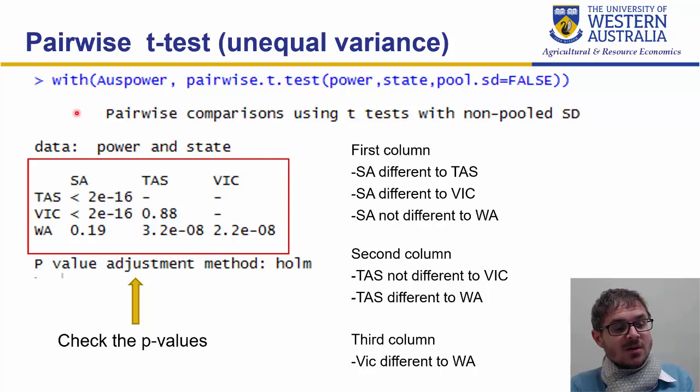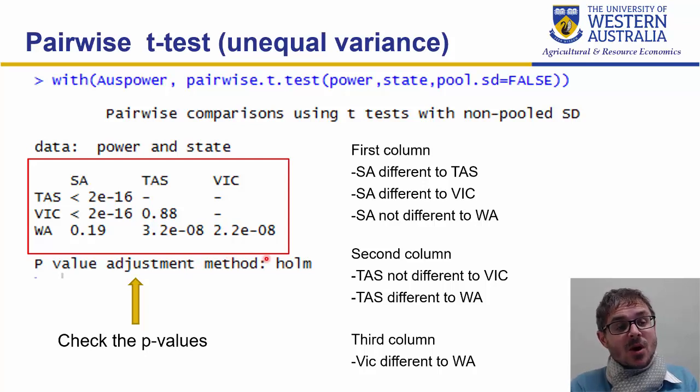Now let's look at our results. Our results come out in this table, and you can see down here it tells us that it has automatically applied the Holm adjustment. So that's pretty handy for us to know. So let's see how we read this table. It says Tasmania compared with South Australia, p-value less than 0.05, reject the null. South Australia compared with Victoria, reject the null. South Australia compared to WA, do not reject the null. Tasmania compared to Victoria, do not reject the null. Tasmania compared to WA, reject the null. And WA compared to Victoria, reject the null.